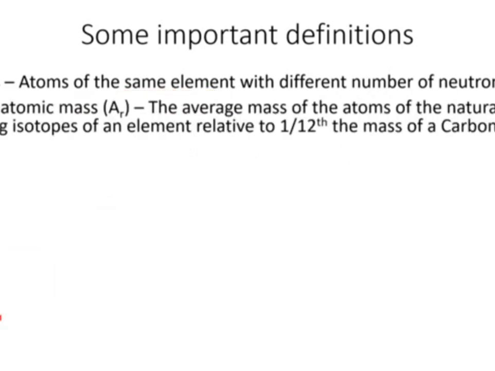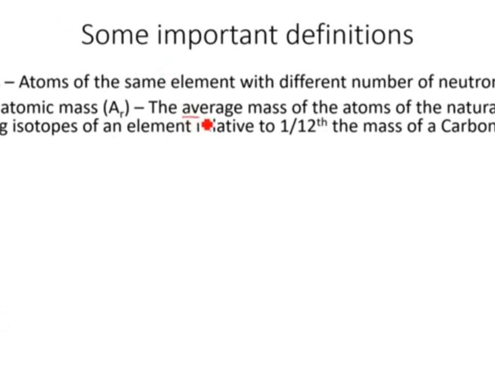The next definition we have is relative atomic mass. It's the average mass of the atoms of the naturally occurring isotopes of an element relative to 1/12 the mass of a carbon 12 atom. Now, there are so many things going on here, a lot happening. Let's break this into parts and see what's happening.